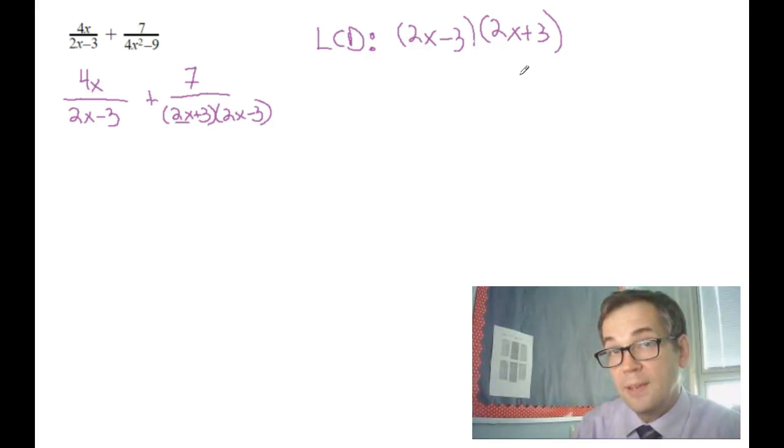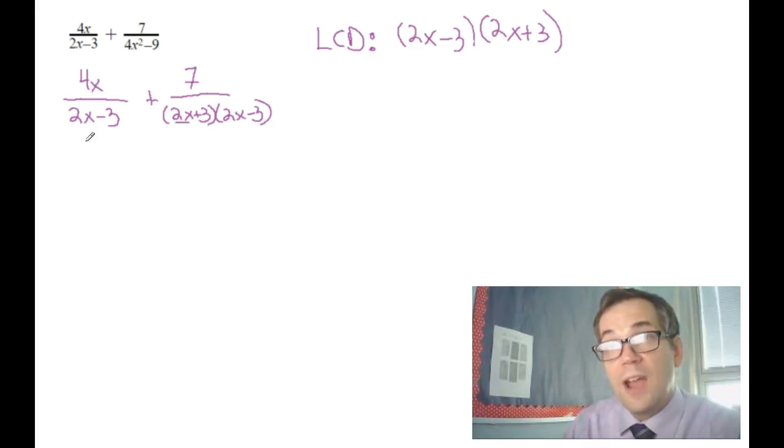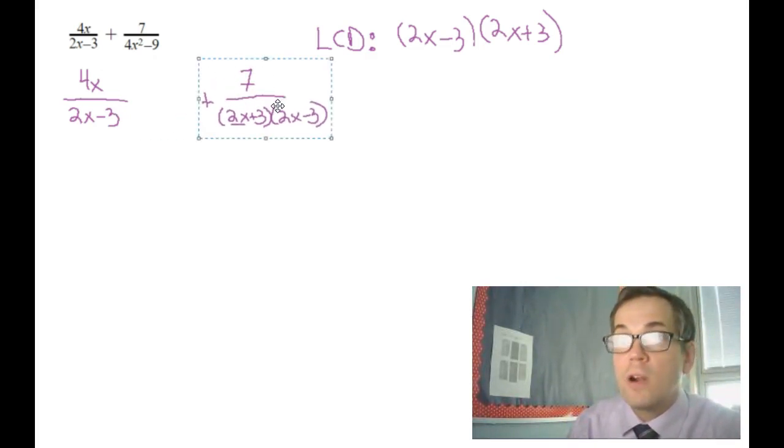Phase 1, complete. I've got the denominators all factored. I found the LCD. Phase 2 is to look at each fraction separately, and if it's missing any part of the LCD, I've got to include it. So here's where I kind of wish I'd written this whole fraction over a little bit, because I can see this fraction is missing a piece, and I want to include it. Through the magic of computer technology, I can just scooch it over.